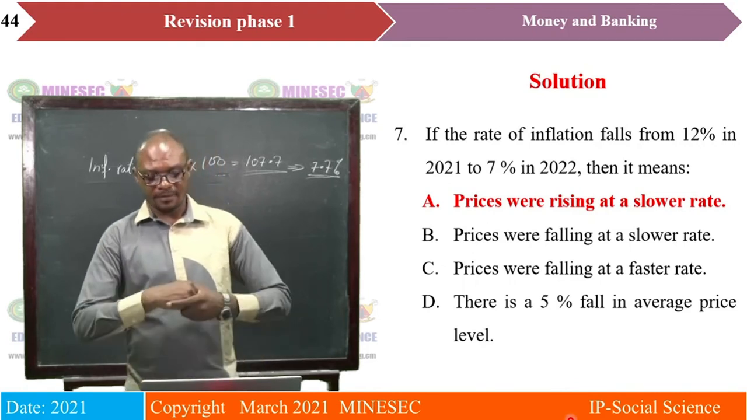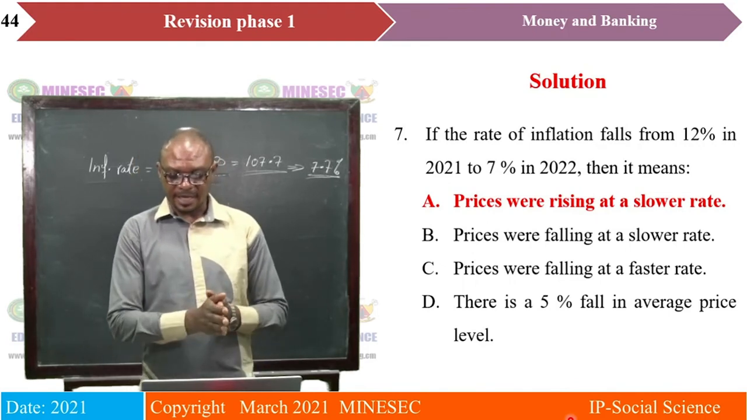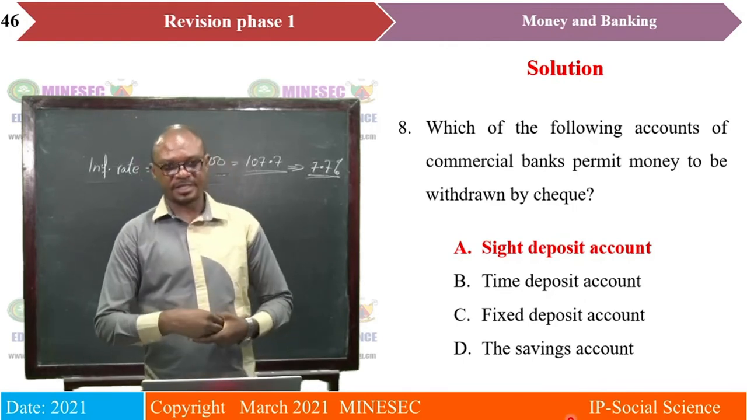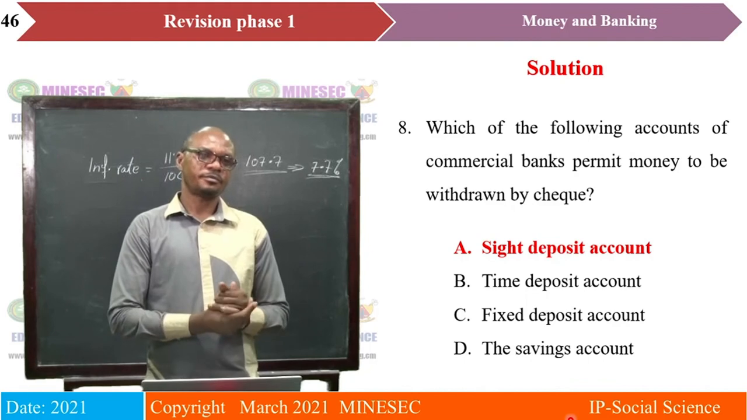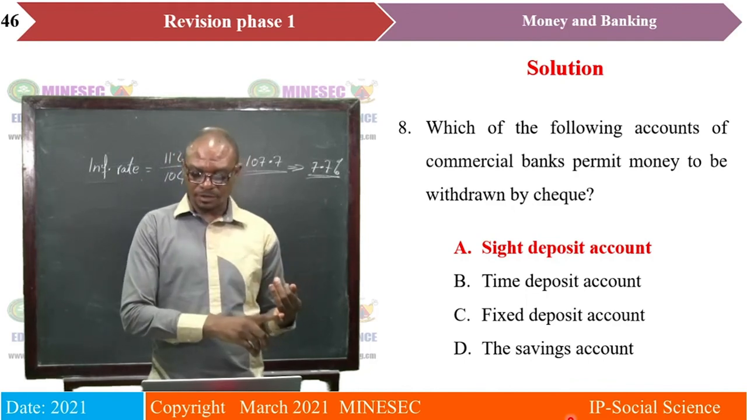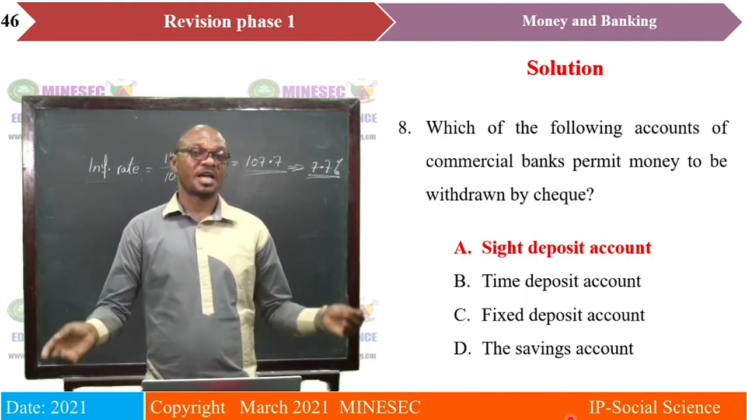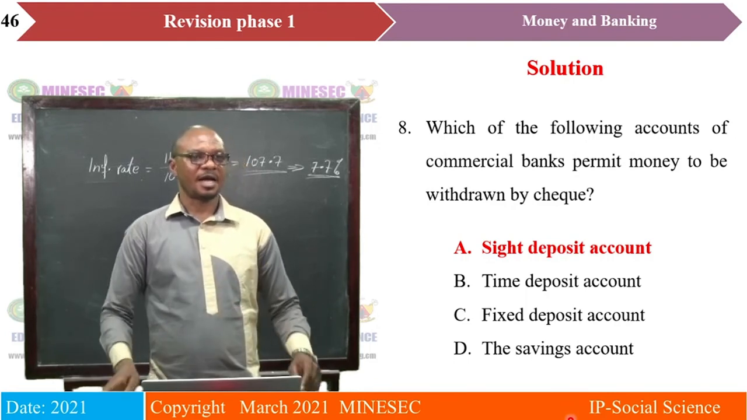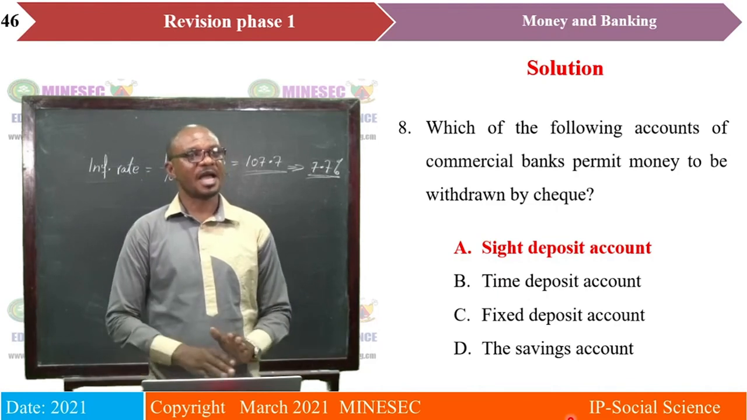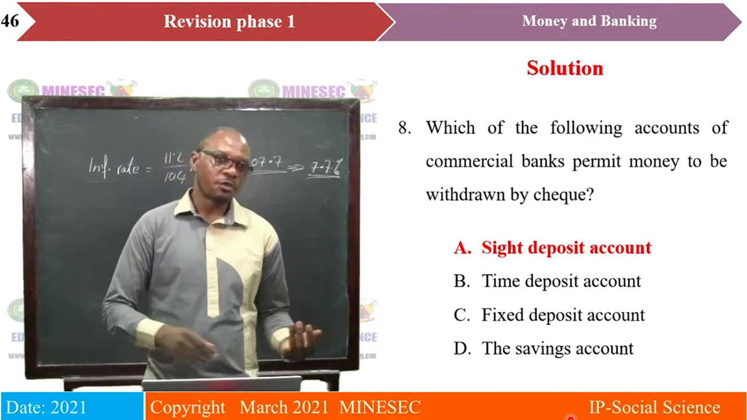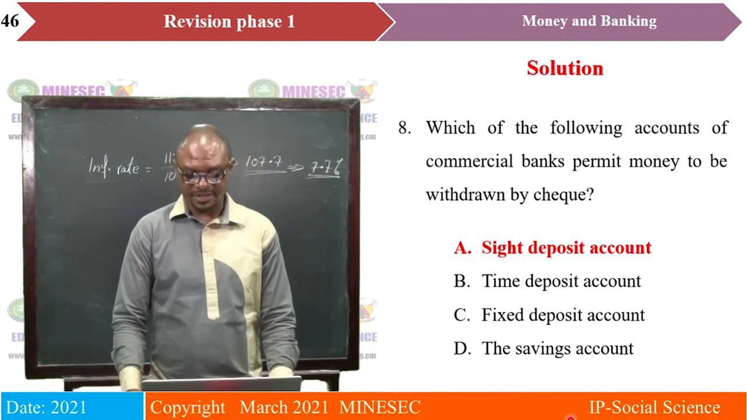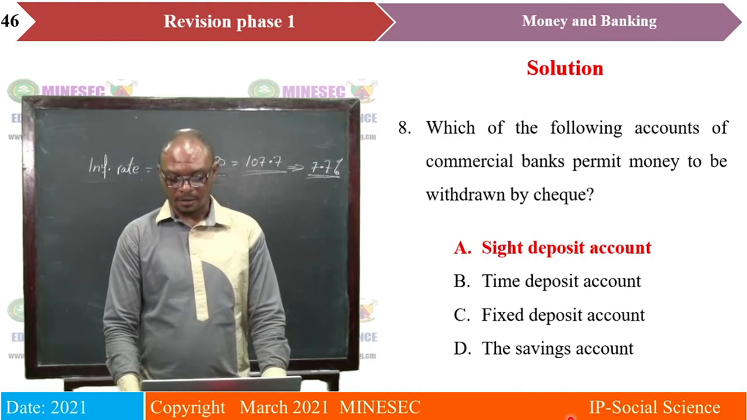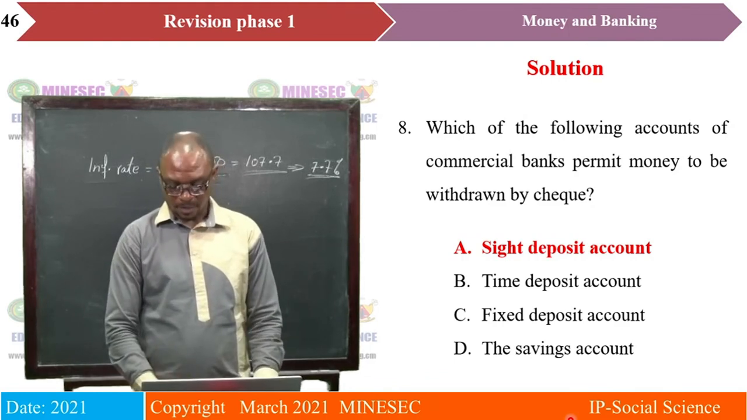The correct answer there is A, sight deposit account. Remember, the sight deposit account is also known as the current account. This account allows a customer to withdraw his money on demand, meaning that he can withdraw the money at any time through a check or an electronic Visa card. But of course, the bank will charge the customer when he keeps money in that account.